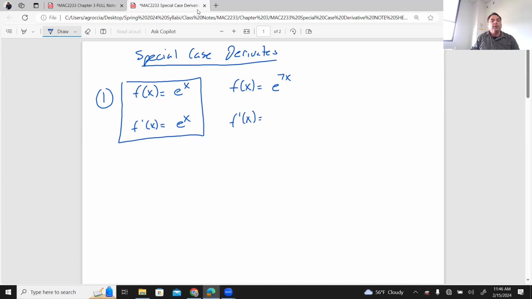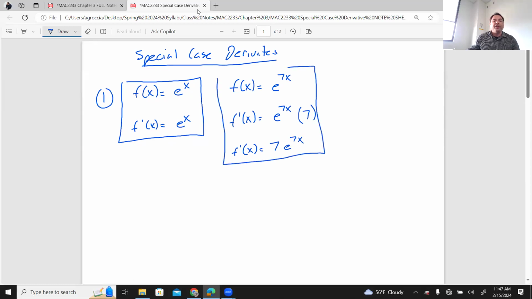Step 1, rewrite it. E to the 7x. And then you're like, I don't feel like I'm done. And you're right, you're not done. What happens is you didn't deal with the 7x. So step 2, what's the derivative of 7x? 7. So your final answer, I would write 7e to the 7x. And again, you're probably saying, well, why didn't you do that for the first one?